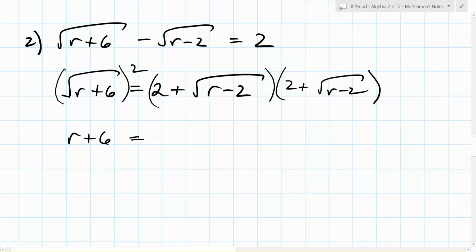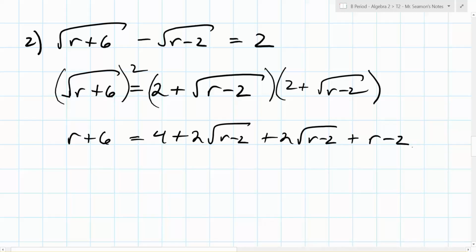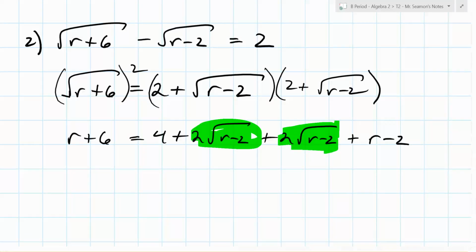But the right side becomes 4 plus 2r minus 2 plus 2r minus 2 plus what? R minus 2. There are 4 things there. Which 2 can we combine? The 4 and then negative 2. We can combine this one and this one, right? And there's other ones too. Sorry, you're right, you're absolutely right. We could, the 4 and the minus 2.